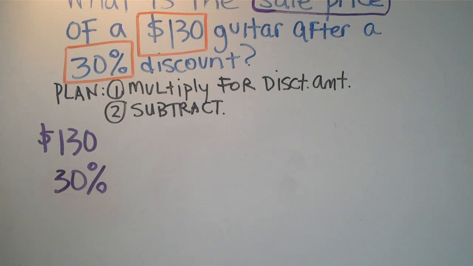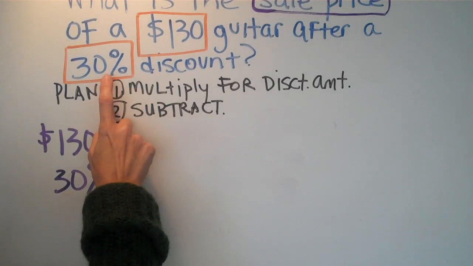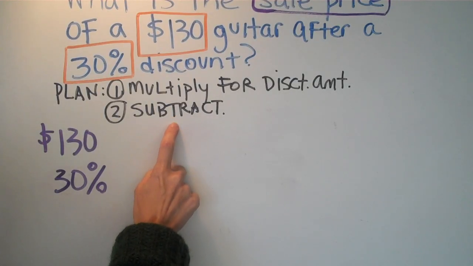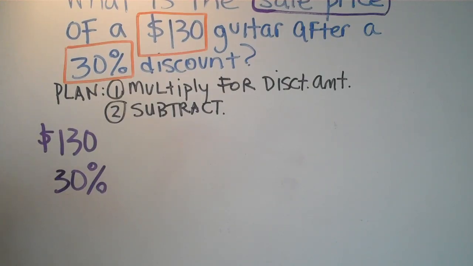Okay, so let's say, for example, they say, what is the sale price of a $130 guitar after a 30% discount? Well, the plan is to multiply to get the discount amount. We know that from the last video. Anytime you're given a % of a number, to find that discount, all you're doing is taking 30% of the original number. Well, now to find the sale price, that's a little bit different. The second part would be you need to subtract that off of the original price, which makes sense if you think about walking into a store, getting a discount. You're going to save money off of that $130, right?